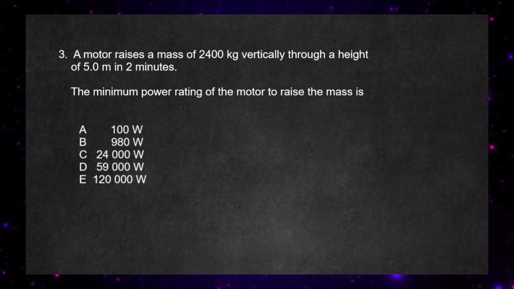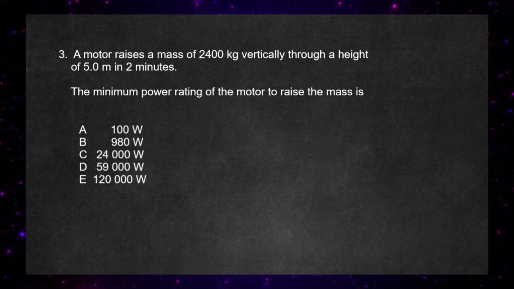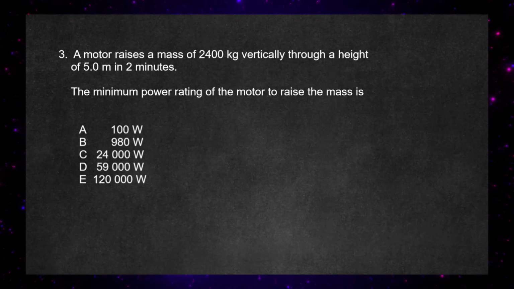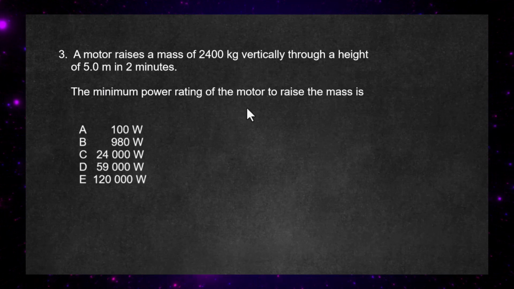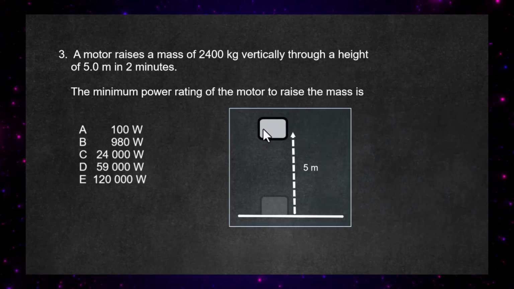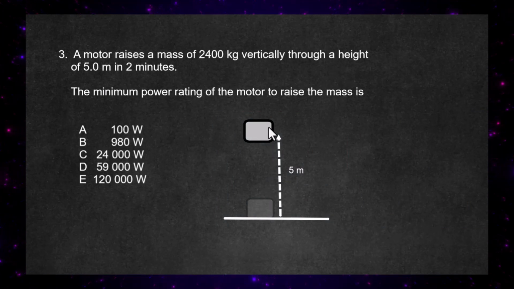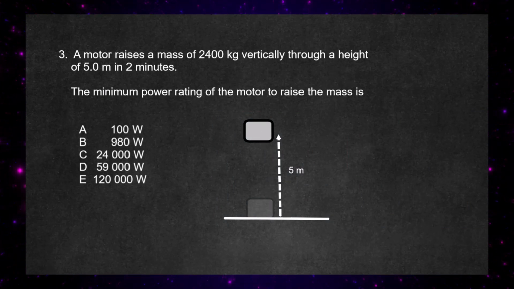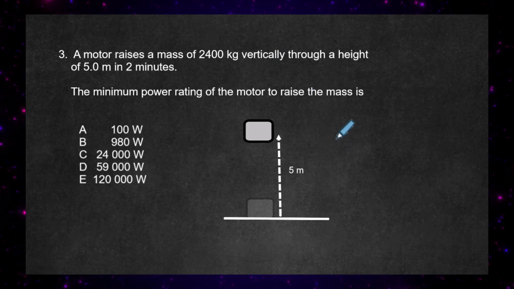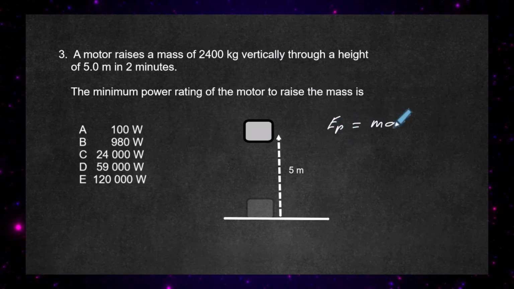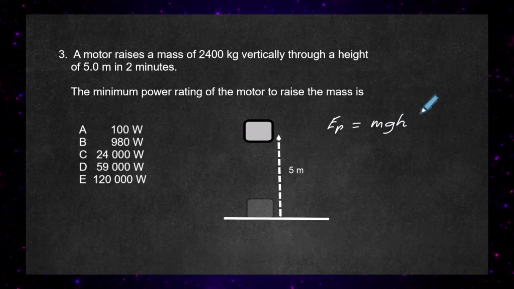Question 3 from Section 1 of the National 5 exam. A motor raises a mass of 2,400 kilograms vertically through a height of 5 metres in 2 minutes. And we're asked to calculate the minimum power rating of the motor to raise the mass. Well, we have to do work on the mass, and that's raised up 5 metres. And when it's raised up 5 metres, it's going to gain potential energy of the value EP. That's going to equal mgh. That's going to be the potential energy gained by the block.